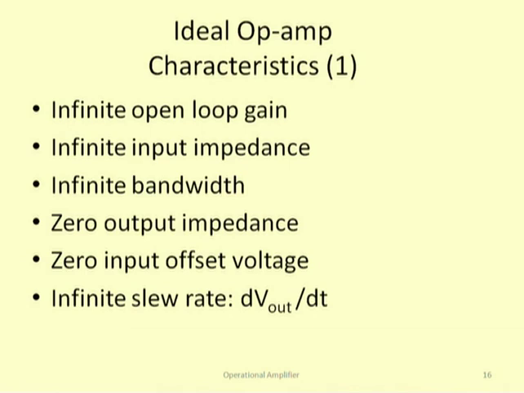The last, the sixth parameter, is the slew rate. Slew rate indicates the speed of the op-amp, that is, how fast the output can change. Ideally, we expect that the slew rate of the op-amp should be infinite. Slew rate is generally denoted by dV out by dt, and it should be infinite. It should be as large as possible.